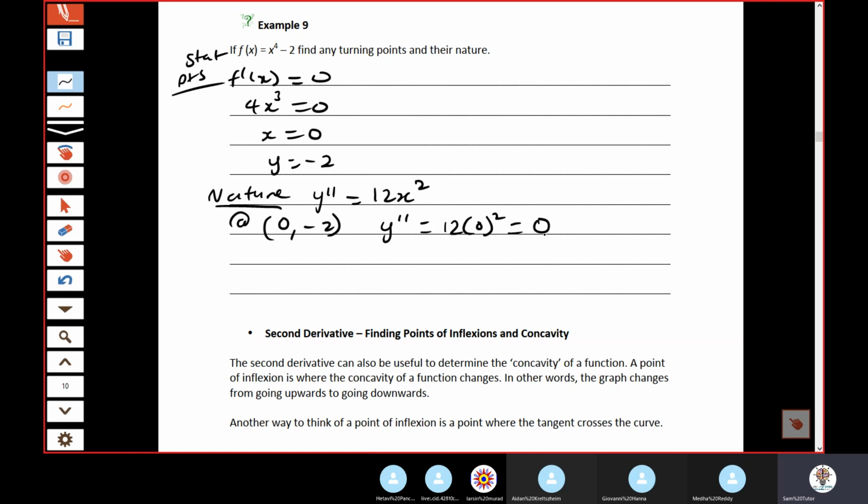So that's not greater than 0, so we can't say it's a minimum. It's not less than 0, we can't say it's a maximum. The only conclusion you can make at this stage is possible point of inflection. Possible point of inflection, that's it. You can't even say it's a point of inflection until we do the third part, which is coming.